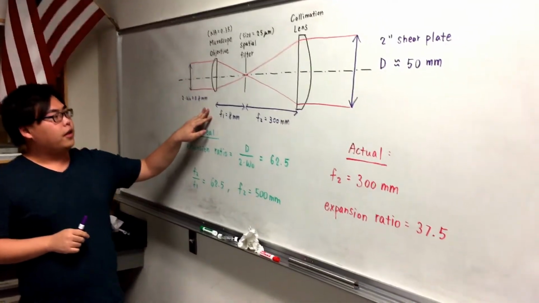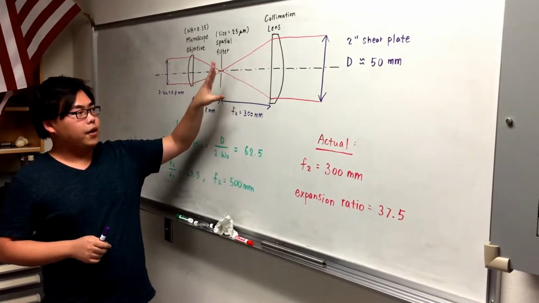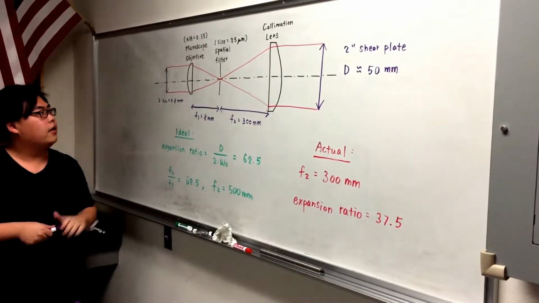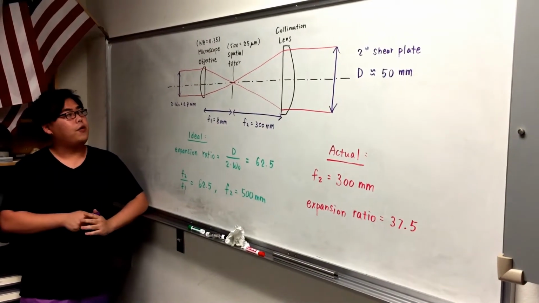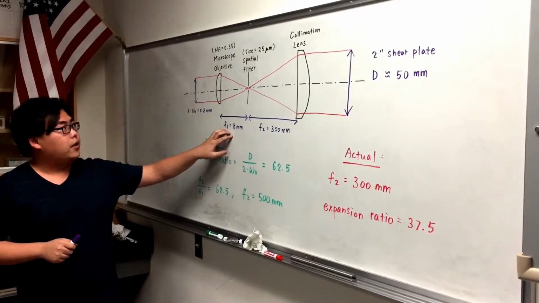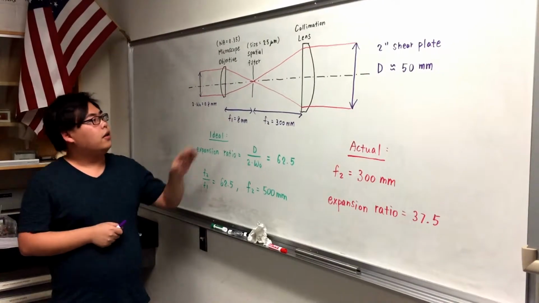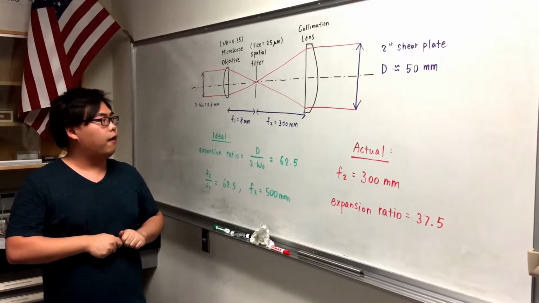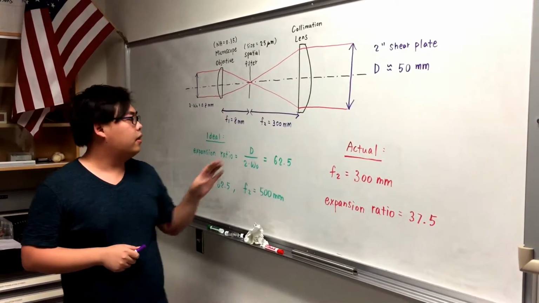So we construct the Keplerian telescope to expand the beam size so it can completely fill the shear plate. We have a microscope objective with numerical aperture of 0.35 and a focal length of 8 millimeters. We have a spatial filter with a size of 25 microns to provide a clean Gaussian beam profile and block the noise. We also have a collimation lens.